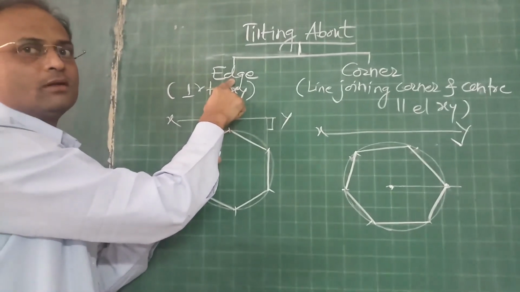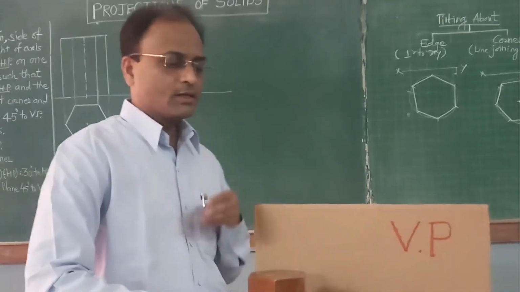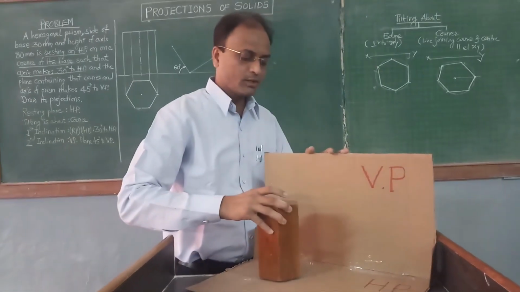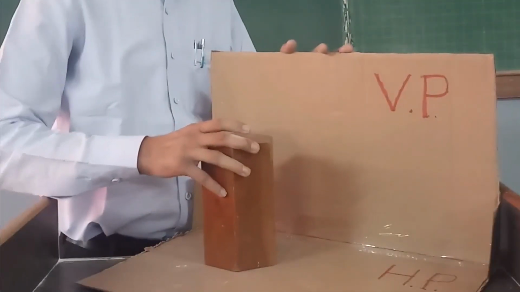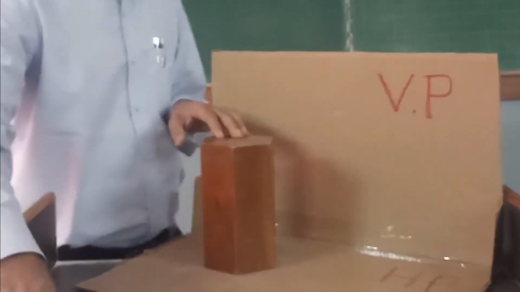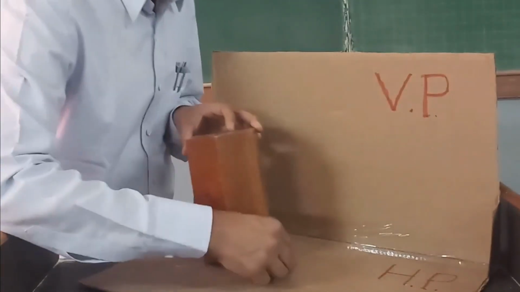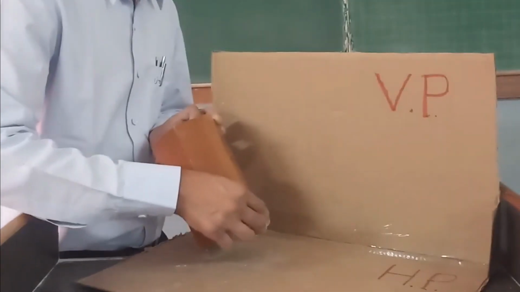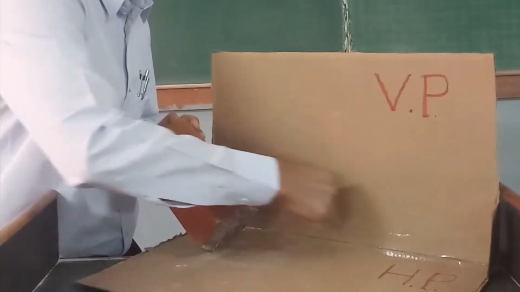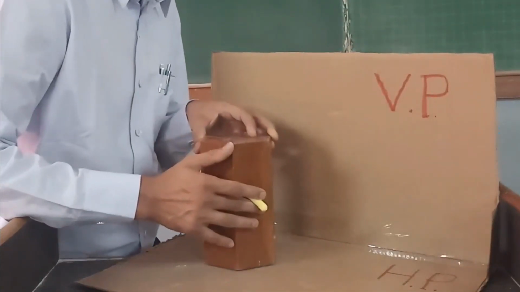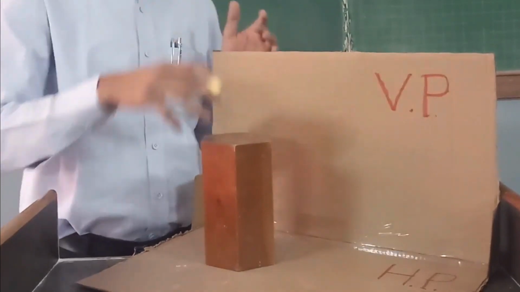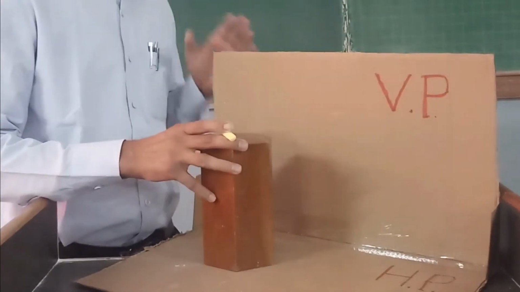Now let us see with the help of model. So just now we discussed that resting plane is HP. That's why initially we have to assume that the whole prism is resting on its base on HP, such that now tilting is about corner. So line joining that corner, let us say tilting is about this corner, it is resting on this corner on HP. So line joining this corner and center of the polygon should be parallel to XY. So this is the initial position of the hexagonal prism, such that this corner and line joining the center is parallel to XY.